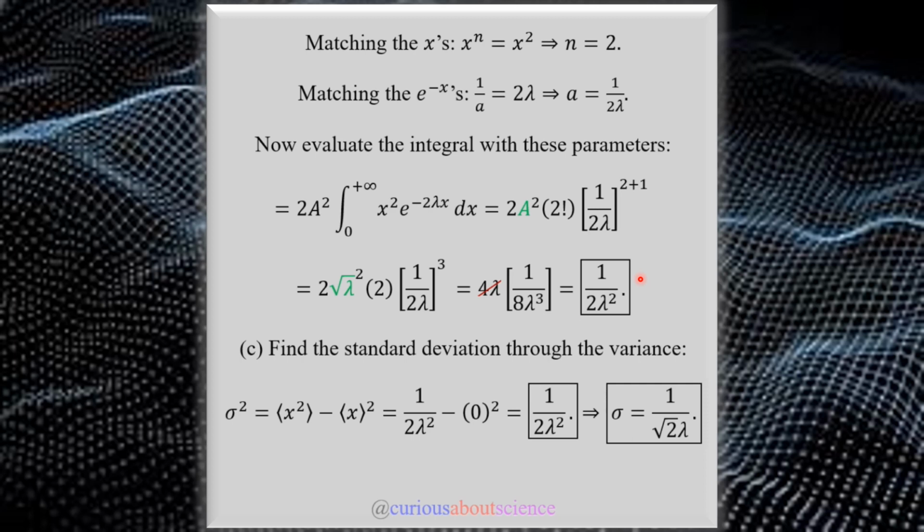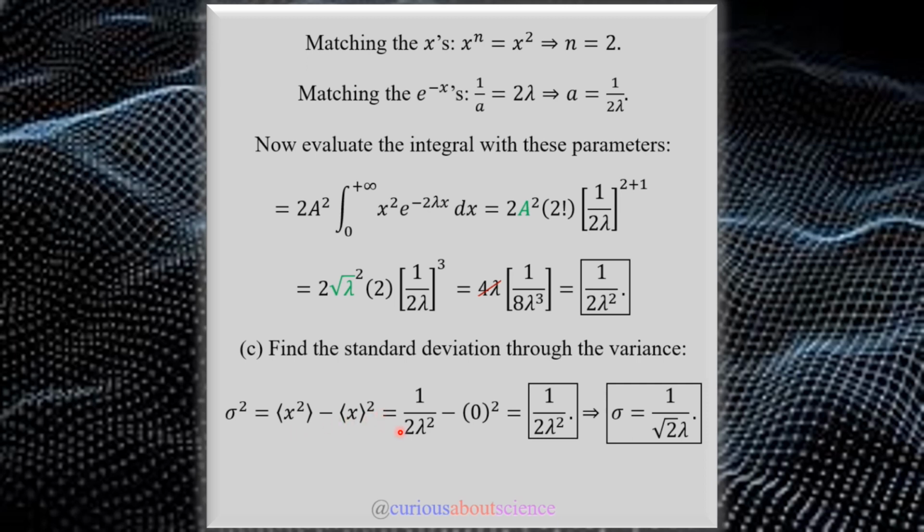Now for part C, we wish to find the variance and the standard deviation from the variance. Recalling that the variance, sigma squared, is equal to the expectation value of x squared minus the expectation of x, squared. The square of an expectation versus the expectation of a square, two different things, but they get rattled together.